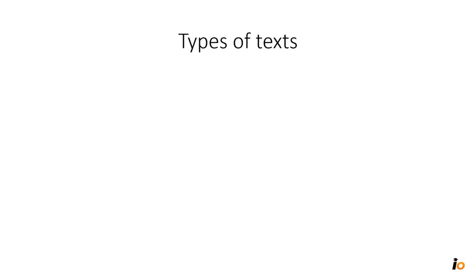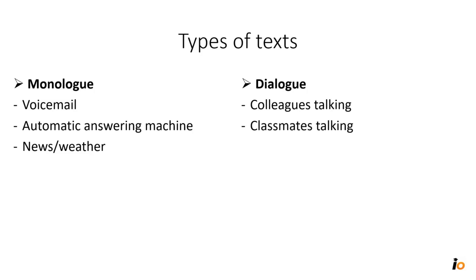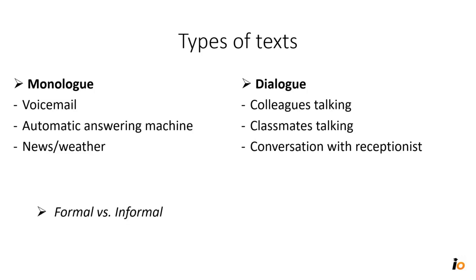Now let's have a look at which types of text you can expect on the exam. There are two main categories. First, the monologues. Second, the dialogues. Some examples of a monologue are a voicemail message, an automatic answering machine, or the news or the weather. Some examples of a dialogue could be colleagues talking to each other, classmates talking to each other, or a conversation with a receptionist.